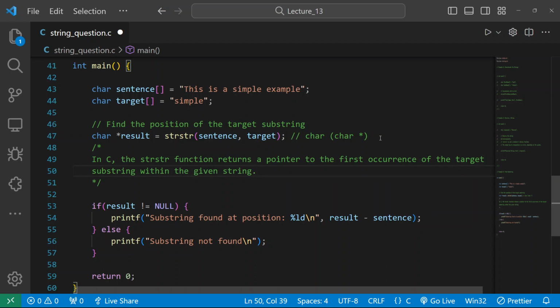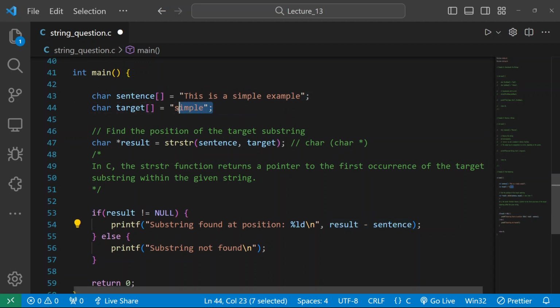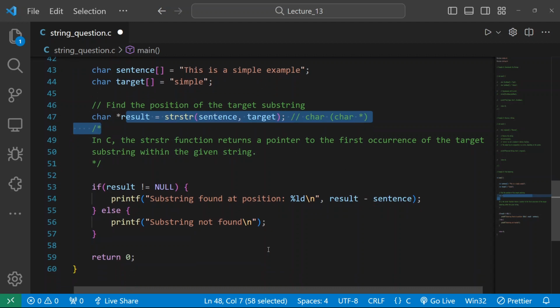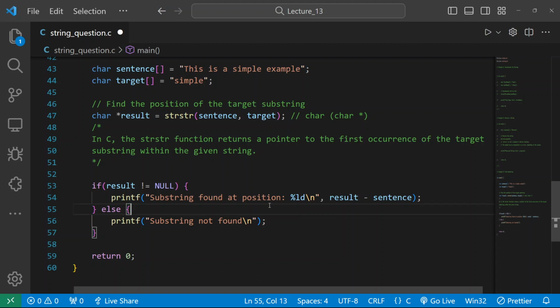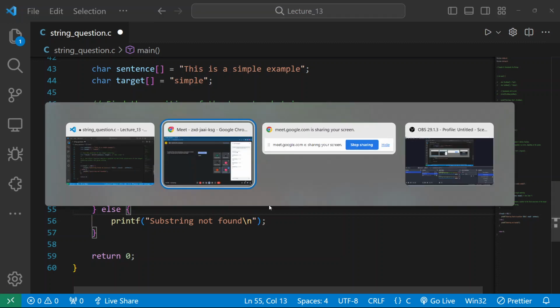I hope this is now more clear. This thing is returning a pointer, and that's why we are getting the answer as an integer. That's why I wrote %ld, long integer. Result minus sentence. Why result minus sentence? Result is a pointer, and minus sentence start gives the position, and that will be your output. That is what we are getting. I hope now it is clear. Yes or no? Yes. So we are basically getting the position of it.